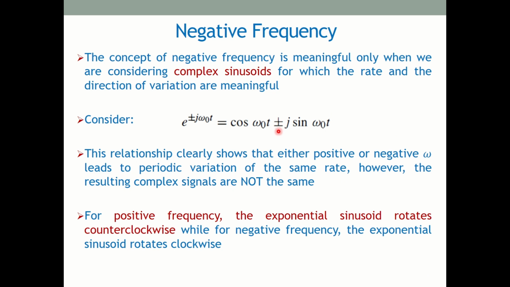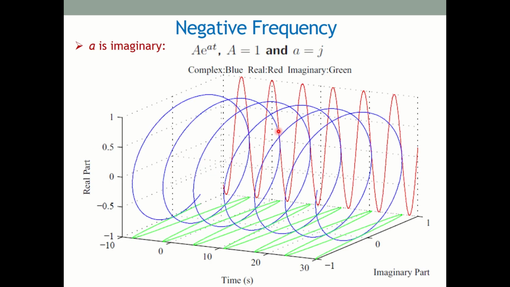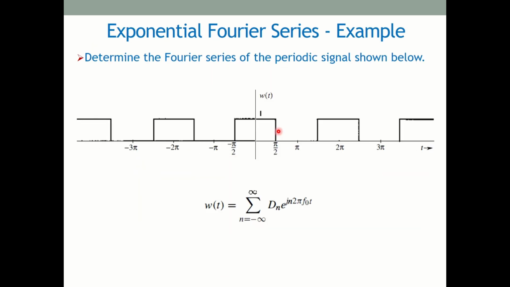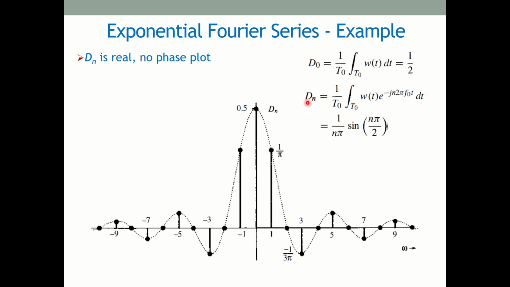So this is the understanding of the negative frequency concept. Then again we can have the Fourier transform of a square signal. So we can see time is on the x-axis, we have wt as the square signal. This is the expression for the Fourier series. We need to determine dn from the expression that we saw earlier. If we use that expression, we get these values of dn.